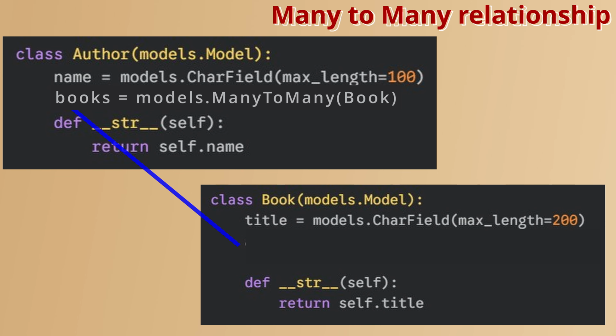This is how we use Django model relationships. This allows us to build complex, data-driven applications.